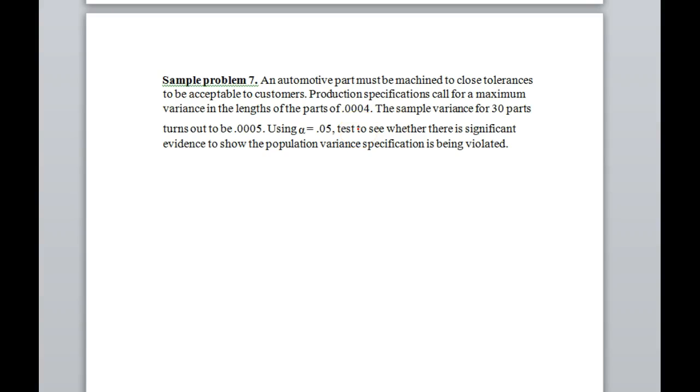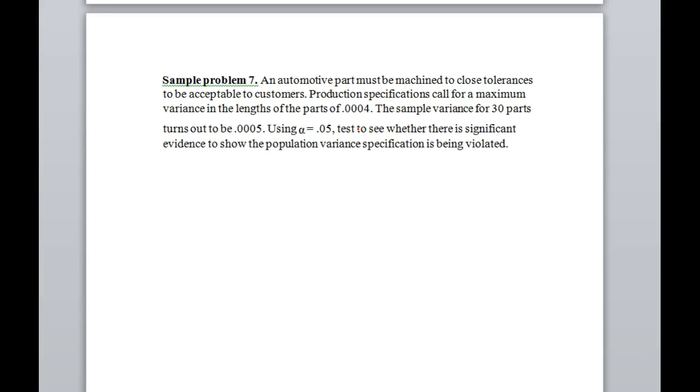Okay, so now let's move on to problem 7, which is the one where we have the new distribution, the chi-squared distribution. We'll just read through this problem, and then we'll bop back to the formula and show you guys how to use it.